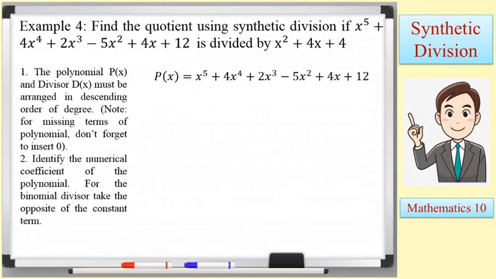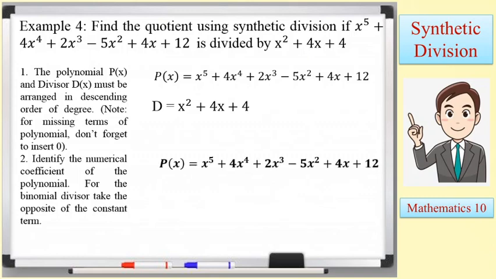Since ang ating polynomial ay naka-arrange na sa descending order of degree, therefore, observe na lang natin kung meron tayong missing term. Magbe-base tayo sa degree. So, 5, 4, 3, 2, 1, and 0. So, we have no missing term here. Okay? But our divisor here is written in the form of ax squared plus bx plus c. So, paano natin i-divide yung ating polynomial sa ating divisor? Okay? So, our d of x or our divisor is x squared plus 4x plus 4.